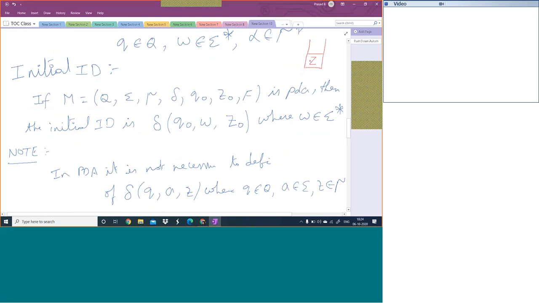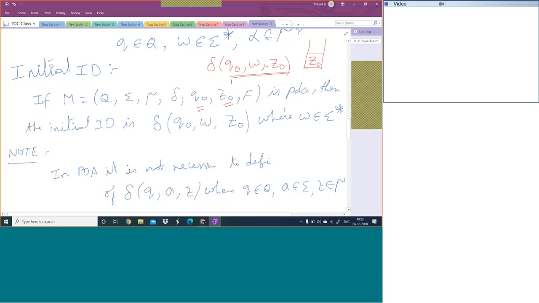That is nothing but the initial stack symbol, that is Z0. I repeat, whenever the machine starts, there will be only one symbol in the stack. The machine has to start from the initial state. What is the initial state? Q0. And the input string can be anything, maybe valid or invalid. So Q0, W, and the symbol in the stack is only Z0. This is called the initial ID. That is what I wrote.